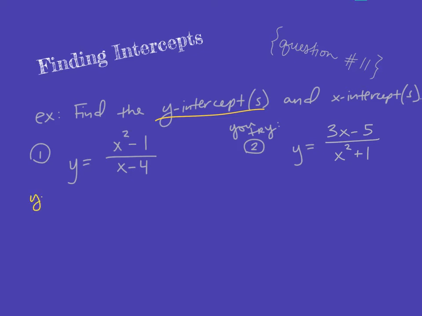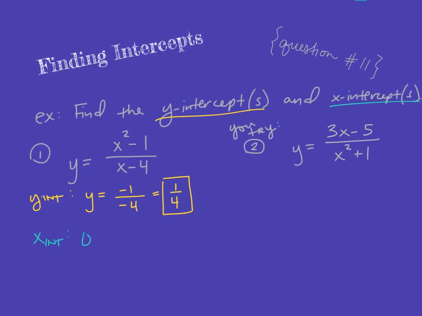So to find the y-intercept, we let x be 0. So we're going to let y equals, we have 0 squared minus 1 in the numerator, and then 0 minus 4 in the denominator. So our y-intercept is positive 1/4. That one was pretty easy. To find the x-intercept, we're going to let y be 0.